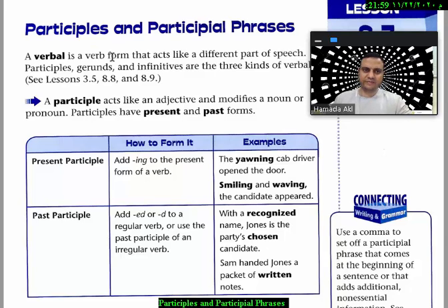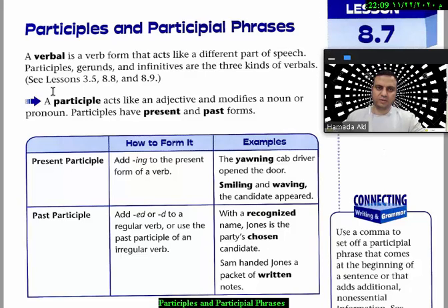Participles and participle phrases again. A verbal is a verb form that acts like a different part of speech. So what are the three kinds of verbals? They are participles, gerunds, and infinitives. Participles are words ending with ing or the third form of the verb. Gerunds always end with ing, like reading: I'm interested in listening, so that is a gerund. And the infinitive comes after to.